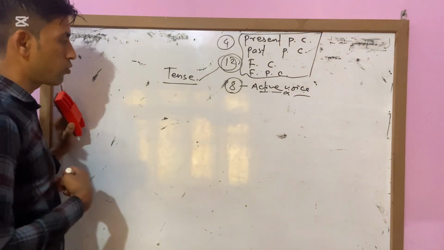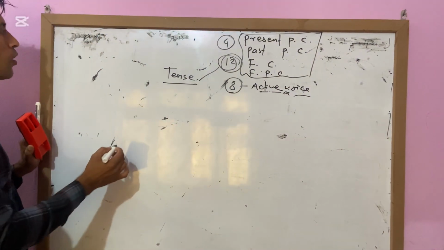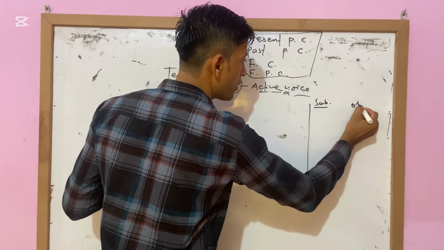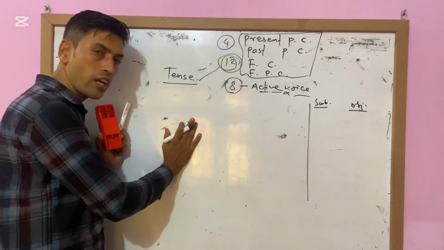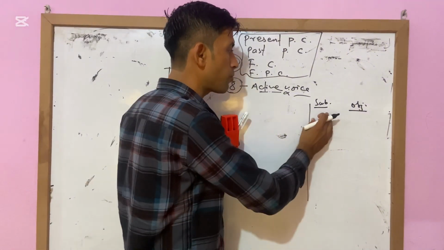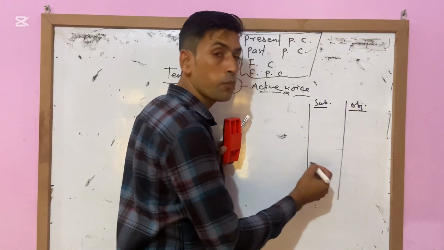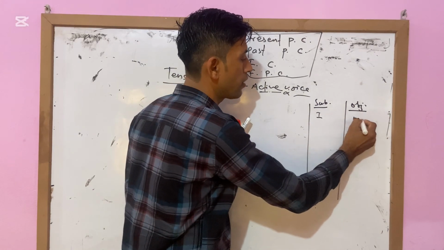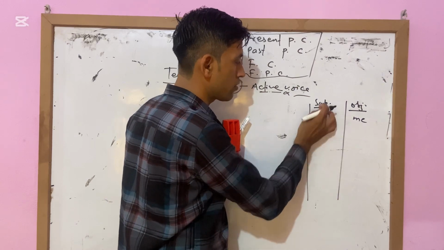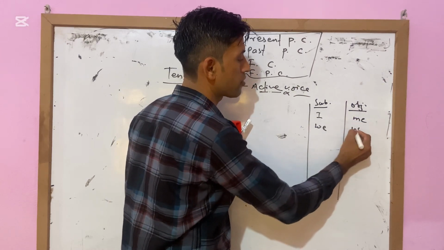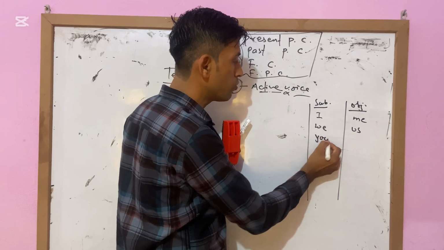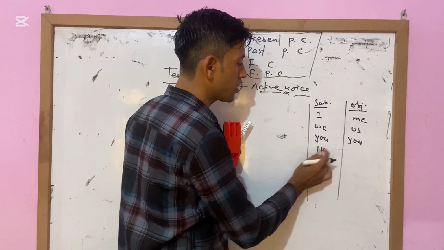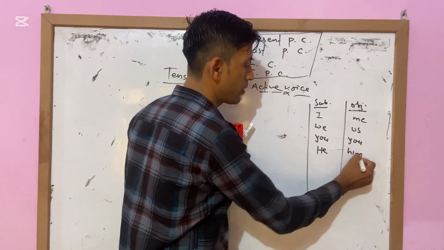Now we need to understand subject and object. Before going to the structure, we need to understand subject and object in a pronoun. In a pronoun, I is the subject, the object is me. We is the subject, the object is us, right? You is the subject, the object is you, the same. He is the subject, the object is him.